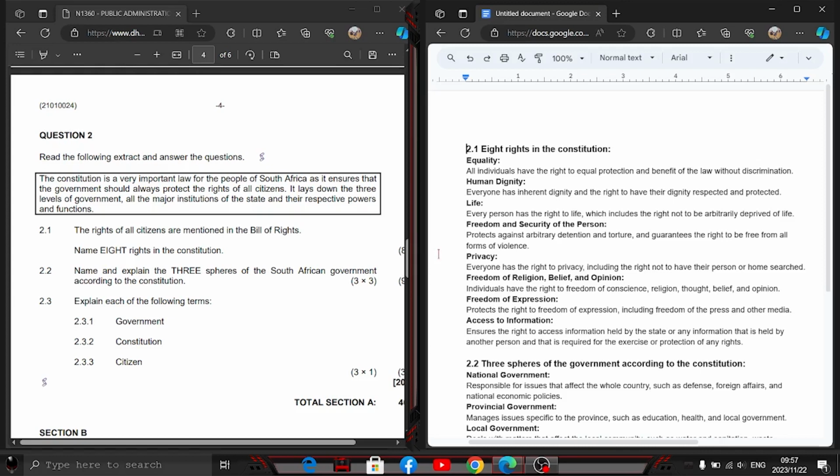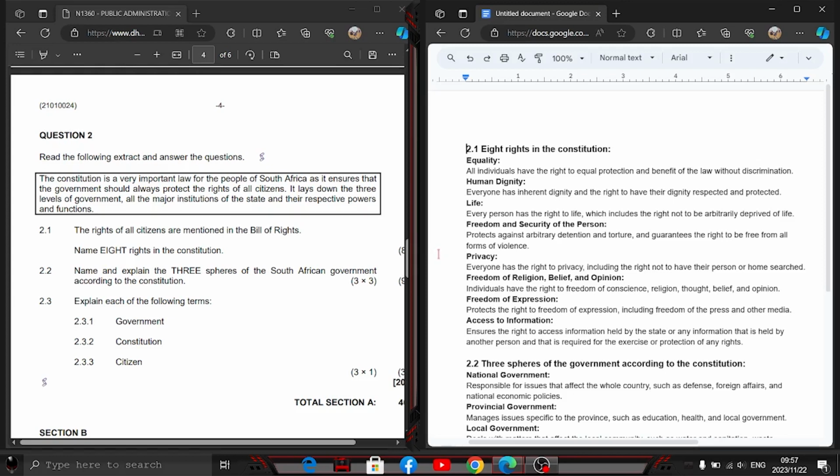Right? Individuals have the right to freedom of conscience, religion, thought, belief, and opinion. Basically it means I am able to believe in whatever I want to believe in. I want to have an opinion in the way that I want to have. I'm basically free to express myself, you understand, in the way that I feel comfortable with, without being discriminated against. You understand?